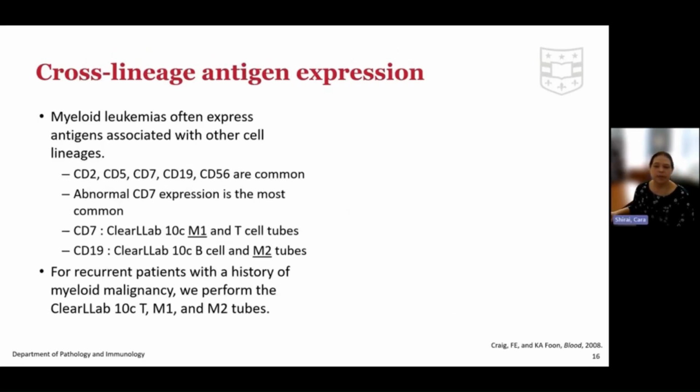Myeloid leukemias often express antigens of other cell lineages. CD2, CD5, CD7, CD19, and CD56 are common, with CD7 being the most common. Two of these cross-lineage antigens have been included in the M1 and M2 ClearLab tubes. CD7 is in the T cell tube, but also the M1. CD19 is in the B cell tube, but also in the M2. Expression of T cell antigens on myeloid leukemias is observed so frequently in our patients that we use the T cell tube in conjunction with the M1 and M2 tubes to evaluate returning patients with a history of myeloid neoplasm.